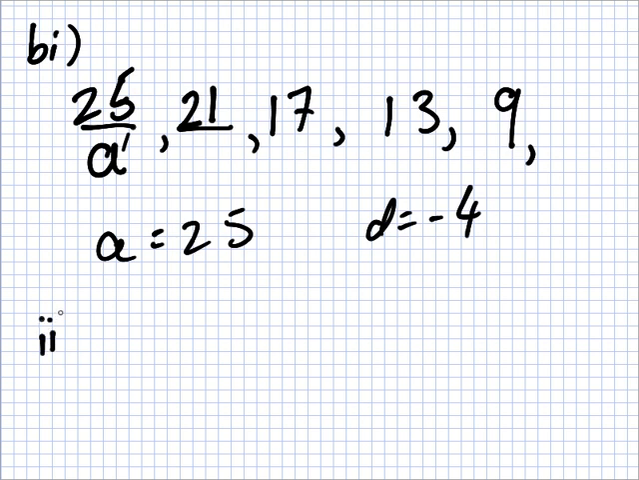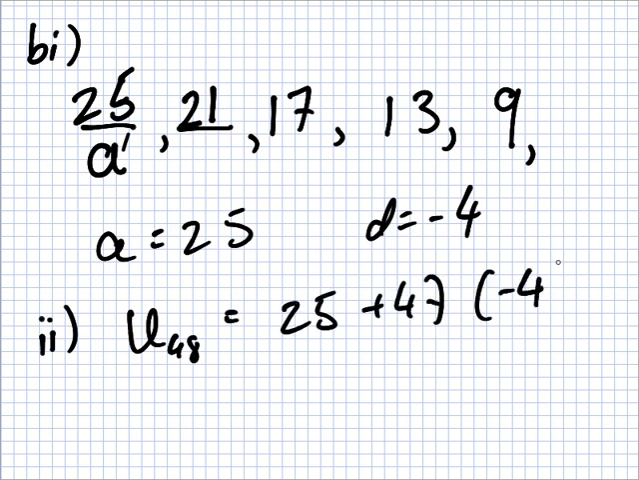B part 2. The 48th term, so U48 is A plus N minus 1 times D. So what's that crunched out as? Negative 163. Okay.